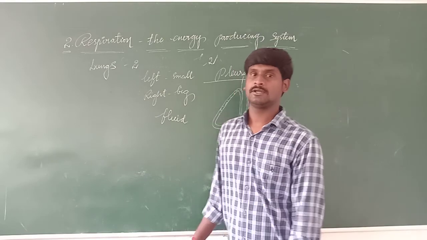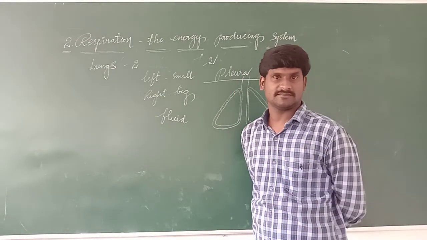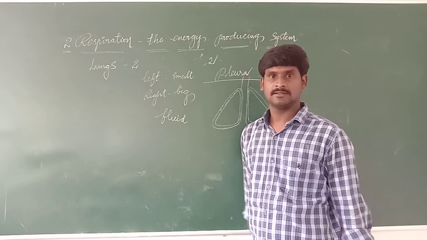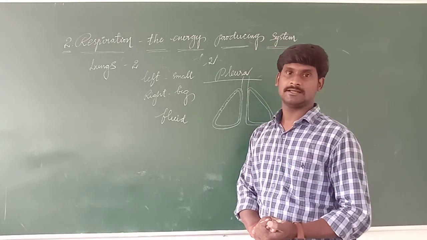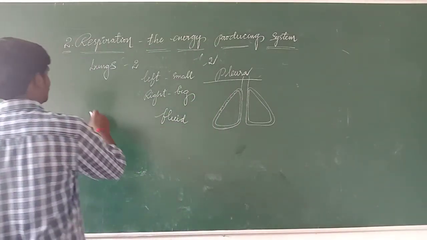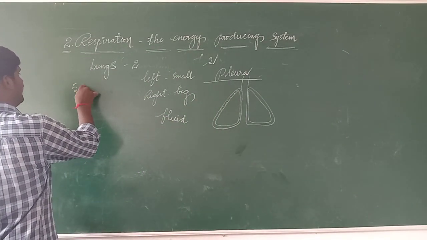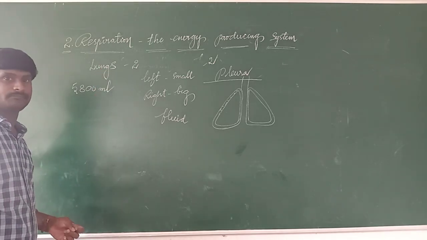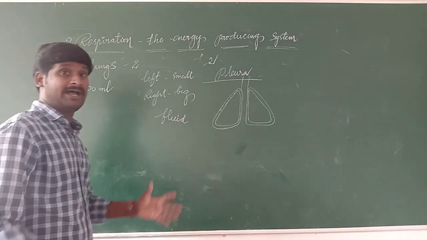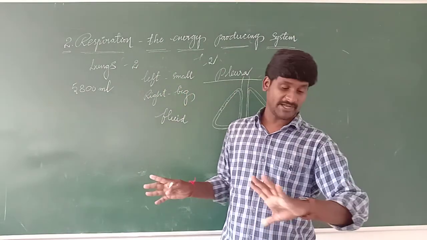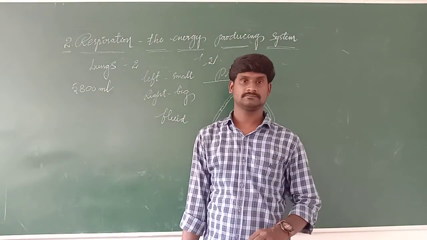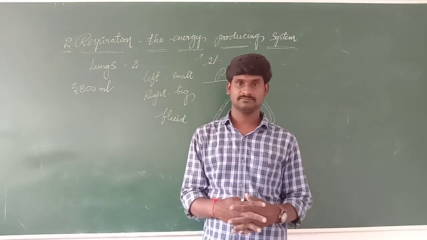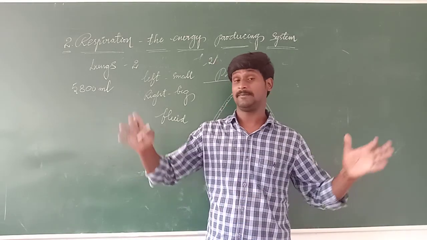Next, what is the capacity of our lungs? How much is it? The capacity of our lungs is nearly 5800 ml, milliliters. The maximum of our lung capacity is 5800 ml. Okay, that's the maximum capacity.